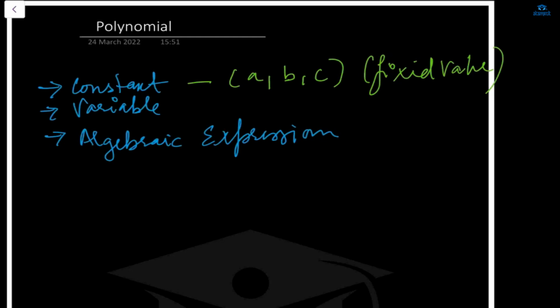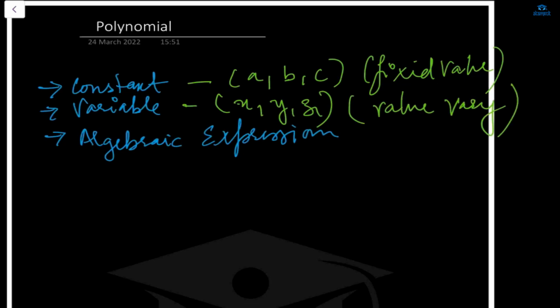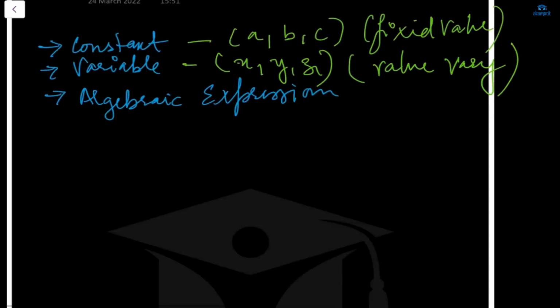Now, the second term is variable. Vary means the terms whose value vary. We denote variables with the alphabets x, y, z, and their values vary. In equations, for every value of x there is a different value of y, or we can get different values of x or y. So they are called variables.